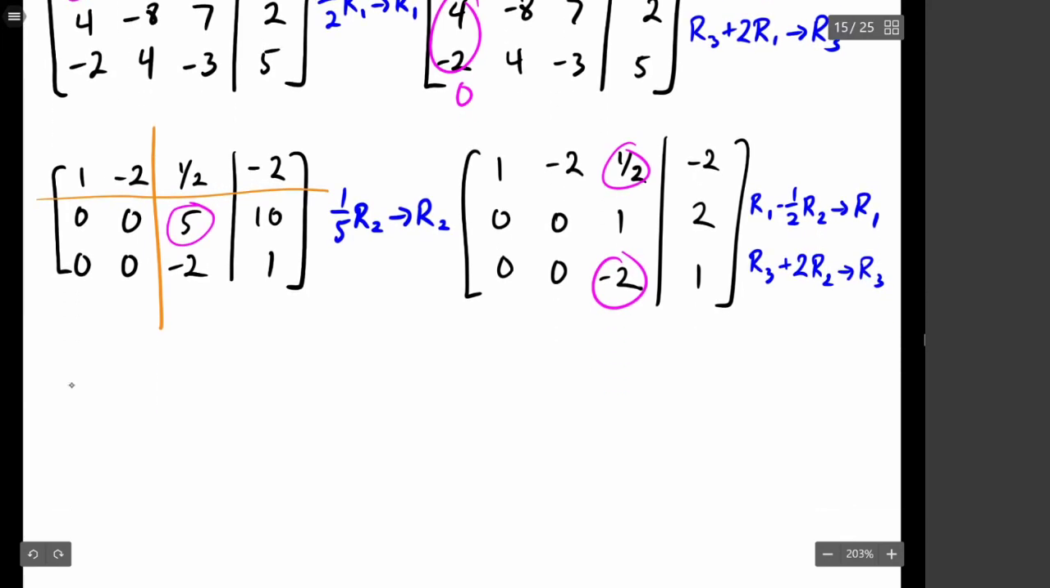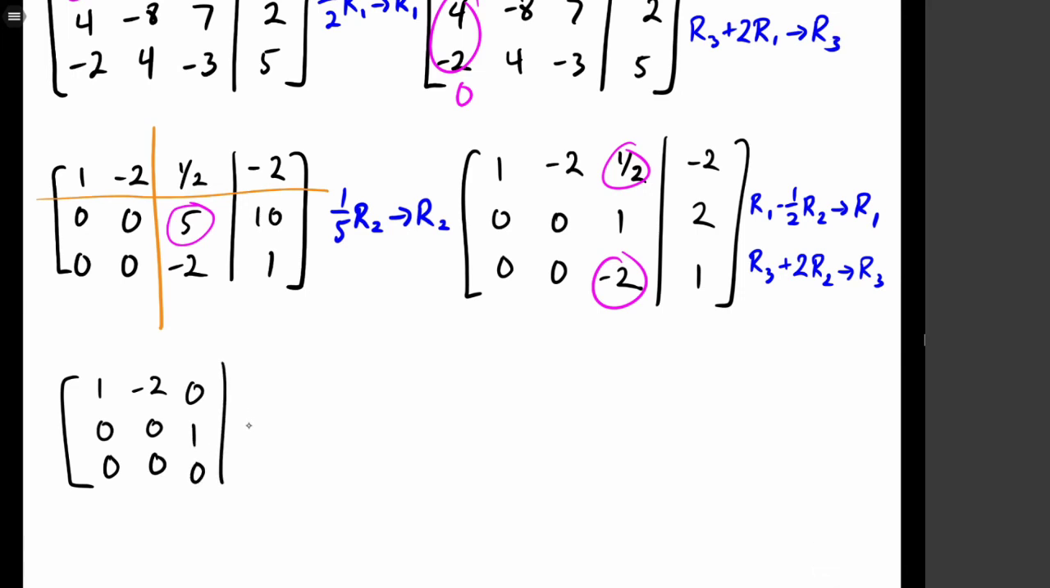Okay. And let's look at what we have. We'll get 1, 0, 0, negative 2, 0, 0, 0, 1, 0. Right here, let's see, we're going to get 2. This will be minus 3. And this one here will be 5.